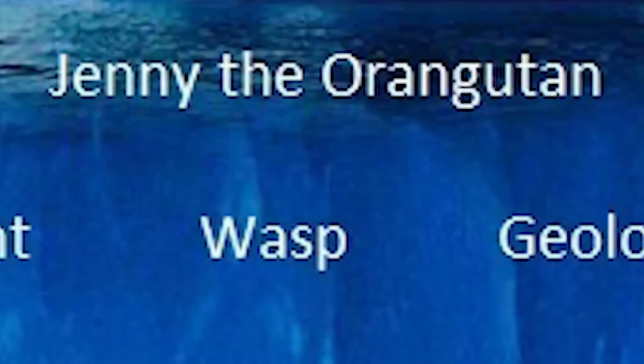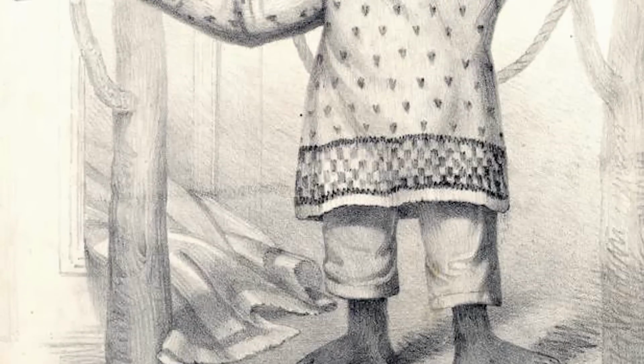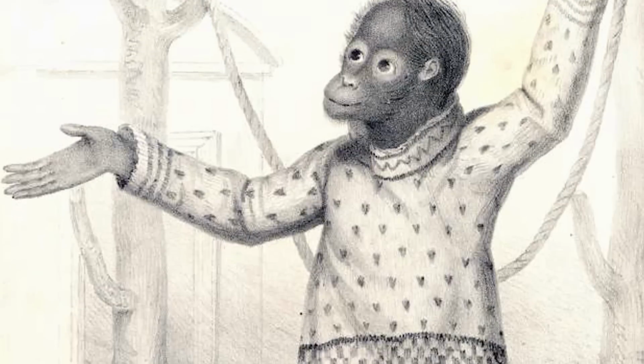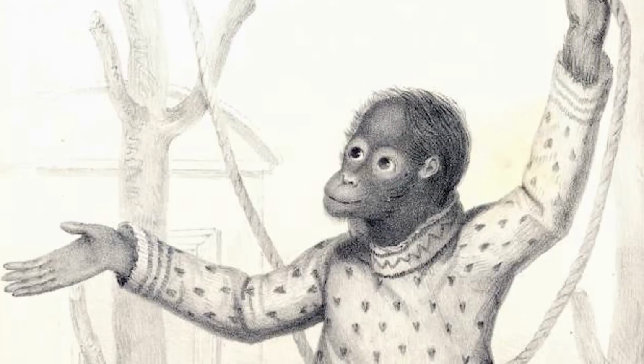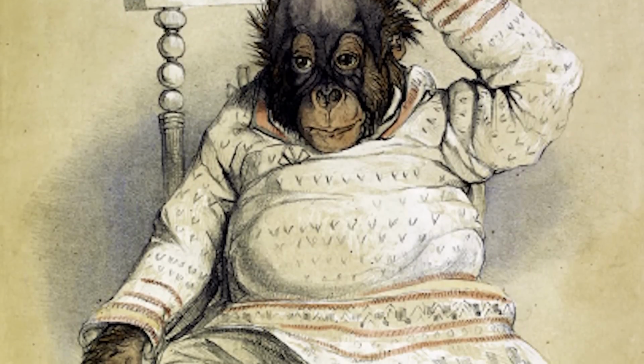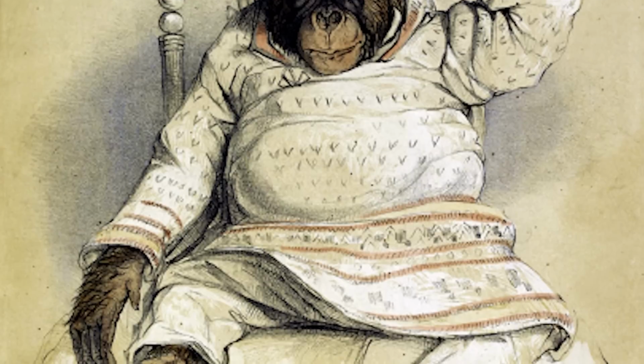Jenny the Orangutan. Lady Jane, better known as Jenny, was an orangutan kept at the London Zoo in the late 1830s. She is well remembered for not only being the first of her kind at the zoo, but also for meeting Charles Darwin in 1838, who compared her expressions to that of a human child.